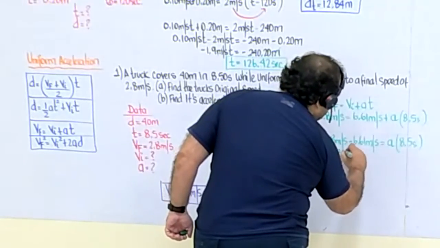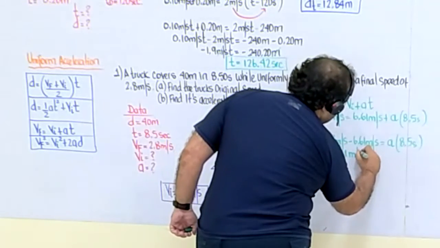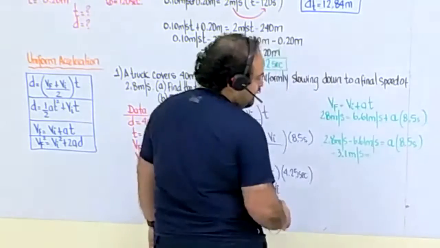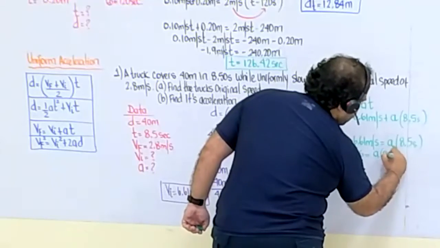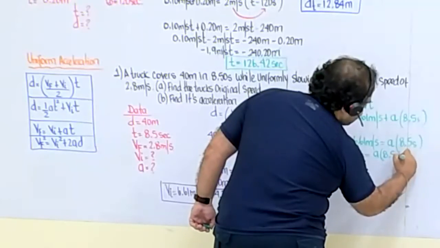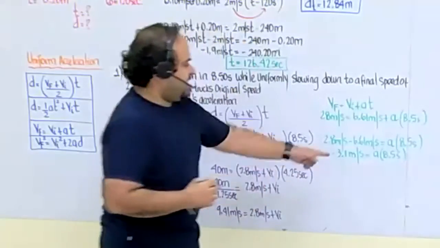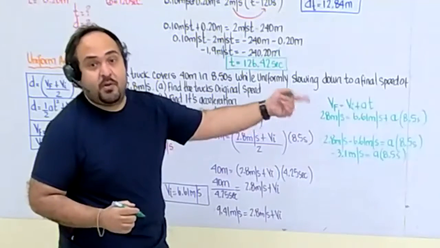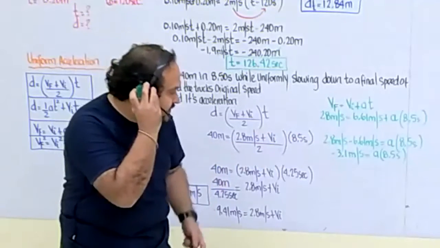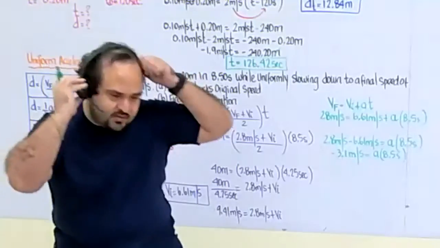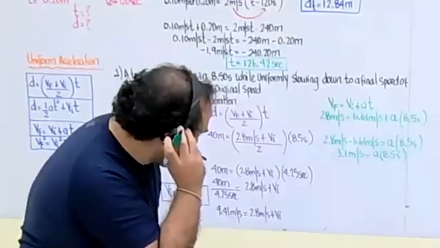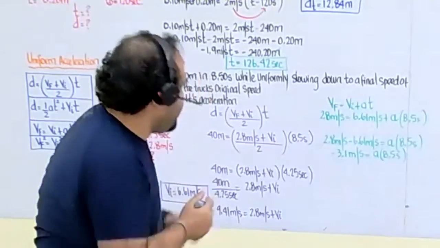Negative 3.81 meters per second equals acceleration, parentheses, 8.5 seconds. Miss, can you repeat what you did there? Excuse me, can you repeat what you did in the last step? In what step?